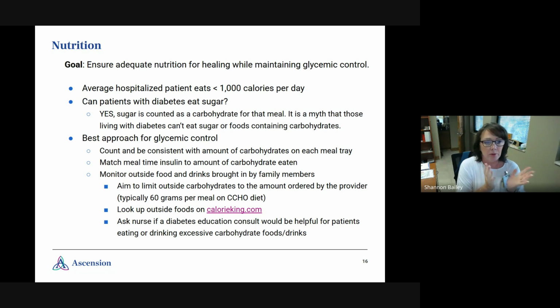And another little tip, calorieking.com is a great place to look up food. If a family member brought in Wendy's, since it's so close here in Tulsa, you can literally look up a Wendy's hamburger and it will tell you exactly how many grams of carbs are in it. It's very quick and easy to do.